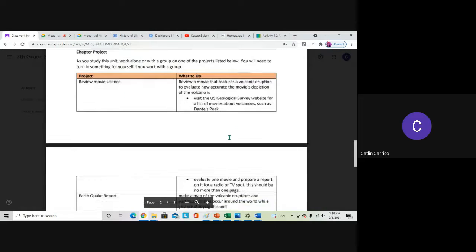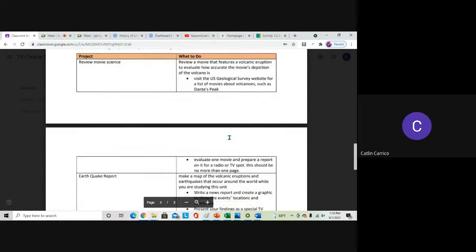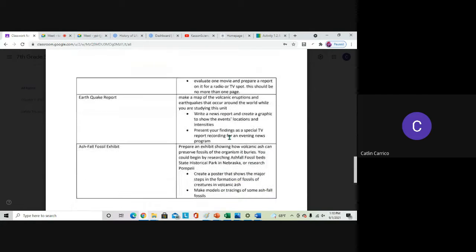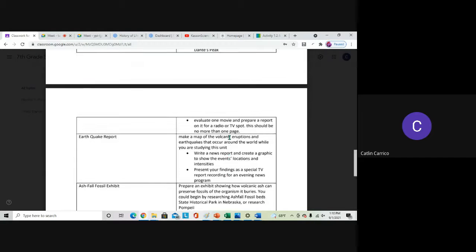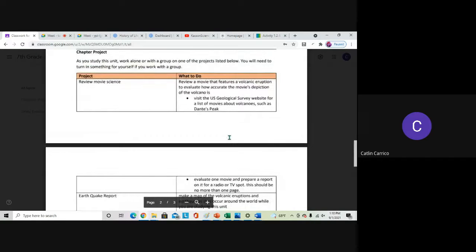So what is it that you can do for these chapter projects? Of these 3, the first one is review movie science, earthquake report, and ashfall fossil exhibit. So what is it that you need to do for each one so that you can pick the best one that you feel you would be able to accomplish before the end of the chapter?